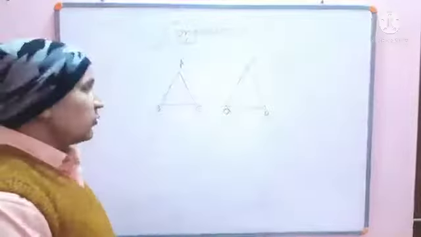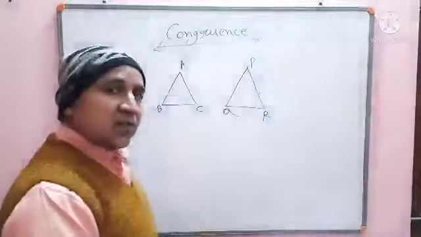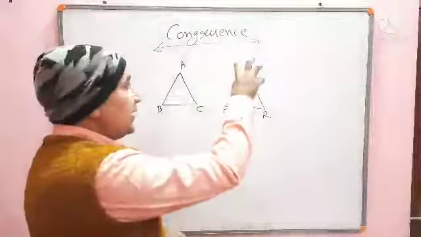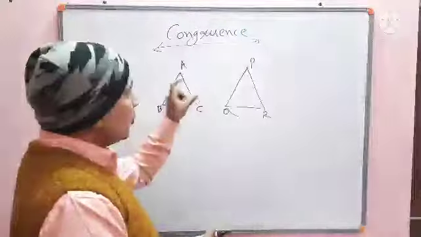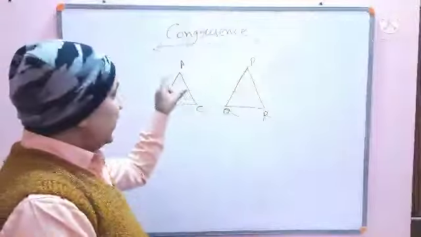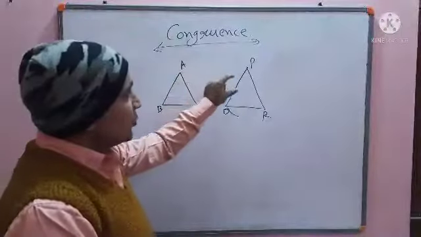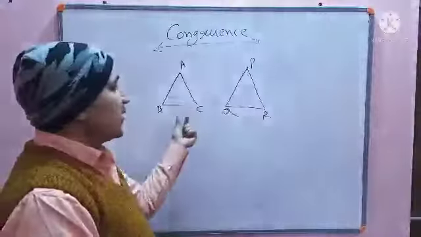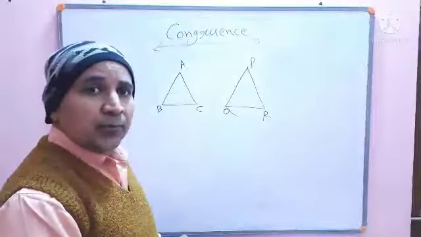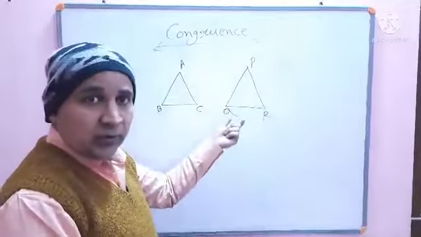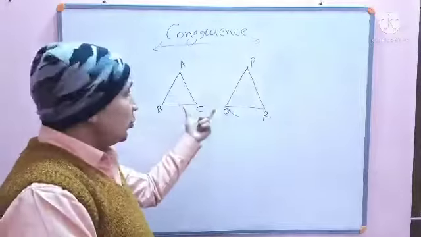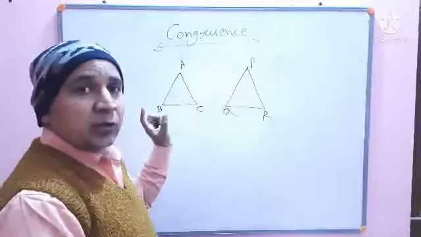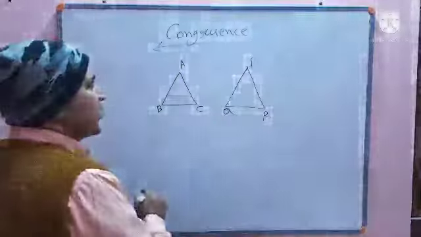So children, you should know that if these two triangles are congruent, then suppose this triangle is picked up and kept over it, and it totally fits the second triangle. If the triangle ABC is totally covering the triangle PQR, then only we can say that both the triangles are congruent, because their size will also be equal. Is this clear? Two triangles will be called congruent if their shape and size are equal. But how? Try to understand here.